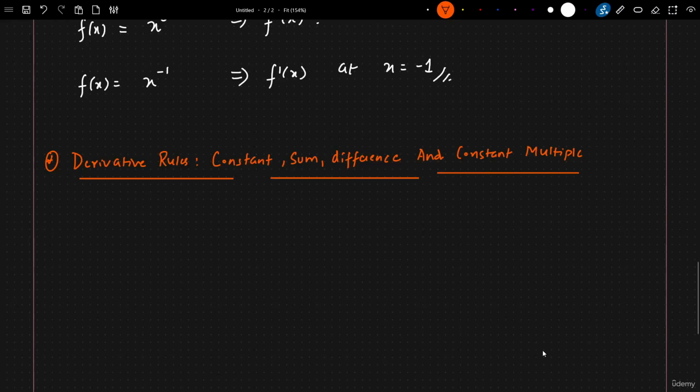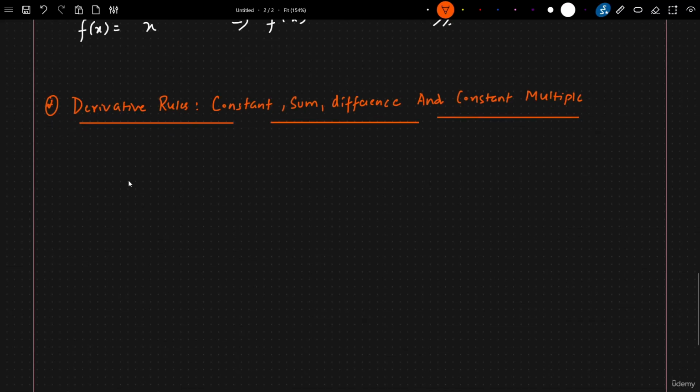Hello guys, so we are going to continue the discussion with respect to derivatives. Now we are going to see some of the amazing derivative rules for a constant, for the sum of two functions, the difference of two functions, and with respect to constant multiples.